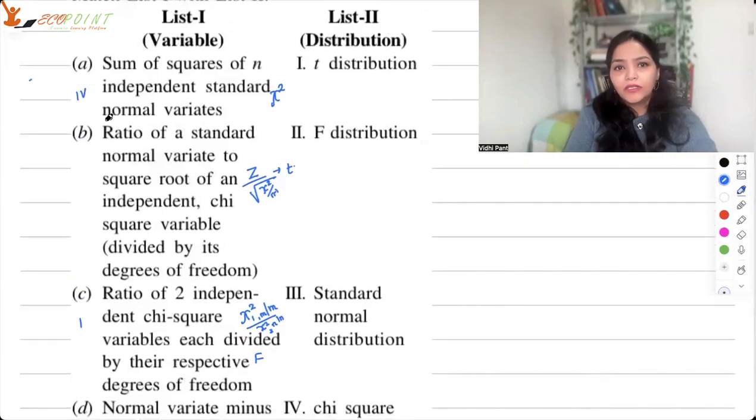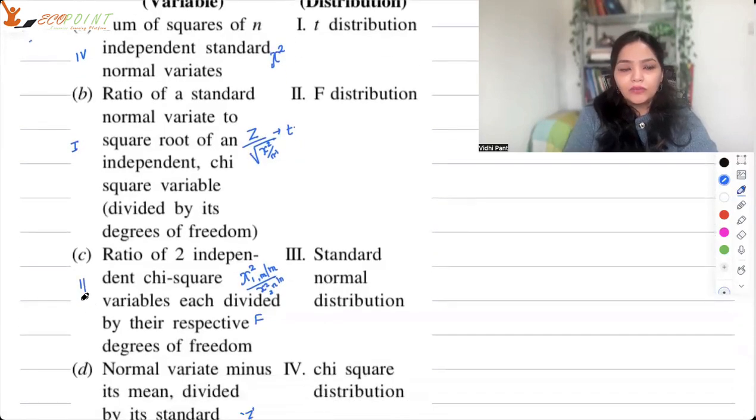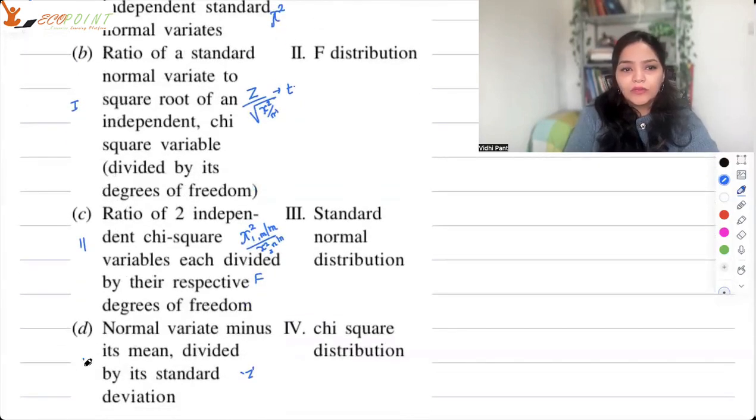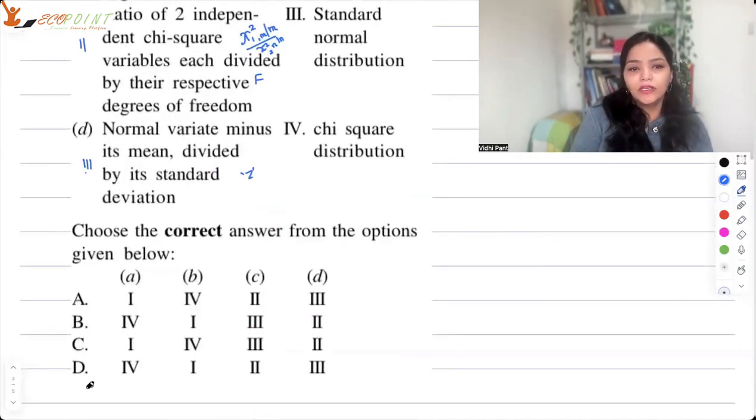So this means that number 1 goes to chi-square, so it matches to 4. B goes to T, so that is 1. C goes to F, so F is 2, and D goes to standard normal, that is 3. So it's going to be 4, 1, 2, 3. 4, 1, 2, 3 is option D.